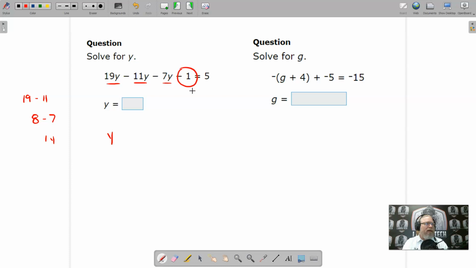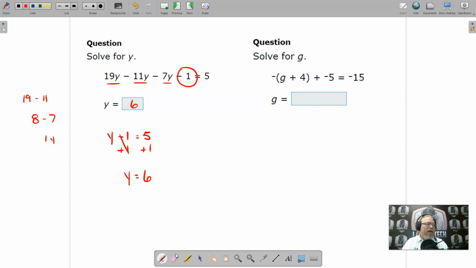Now, let's not forget the minus 1 here. y minus 1 equals 5. So let's go ahead and add 1 to get rid of the negative 1. What we do to one side, do to the other. The 1's cancel each other. y equals 6.